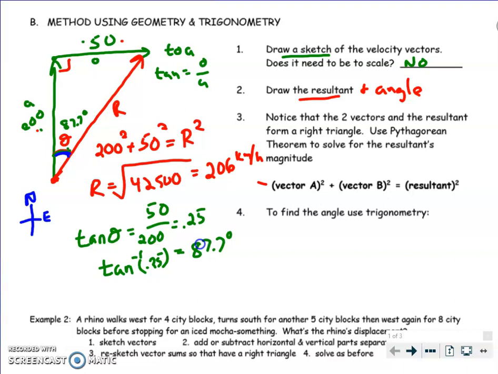Well, in our triangle, this is not a direction, but this is, right? There's my north. So we're moving this way relative to north. Which way is what I moved there? That's east. So that's 87.7 degrees east of north. Okay, so look at that carefully. Make sure you know how to get the 87.7 degrees from your calculator. So that's basically it on how to add vectors.